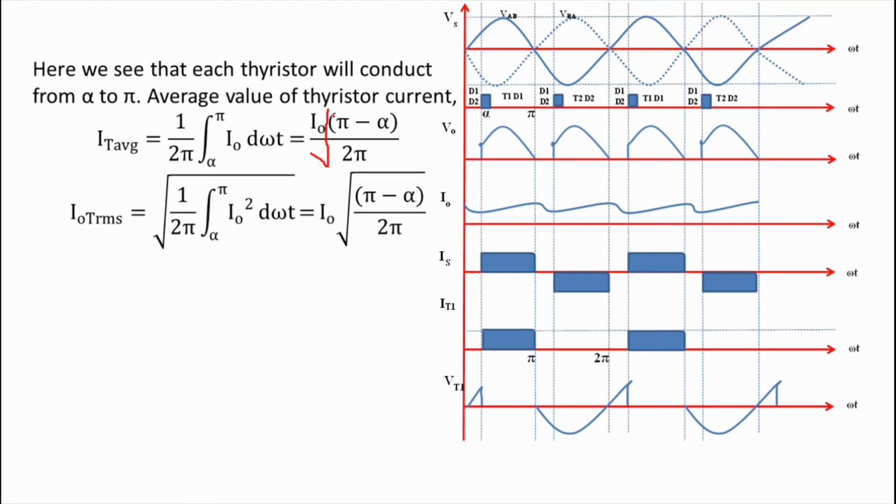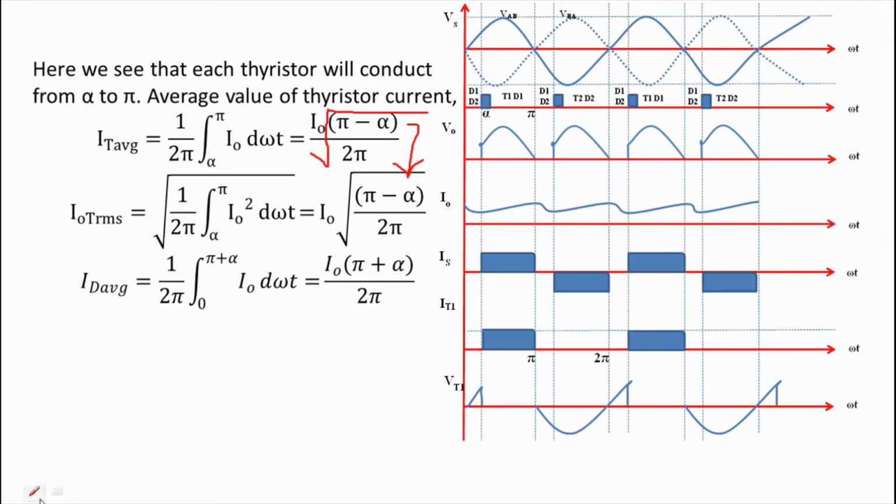Similarly we can calculate the average value of diode current. Diode current exists from 0 to pi plus alpha. So we can write 1 upon 2 pi, where 2 pi is the time period of diode current, integration 0 to pi plus alpha I naught d omega t. That gives I naught (pi plus alpha) upon 2 pi.